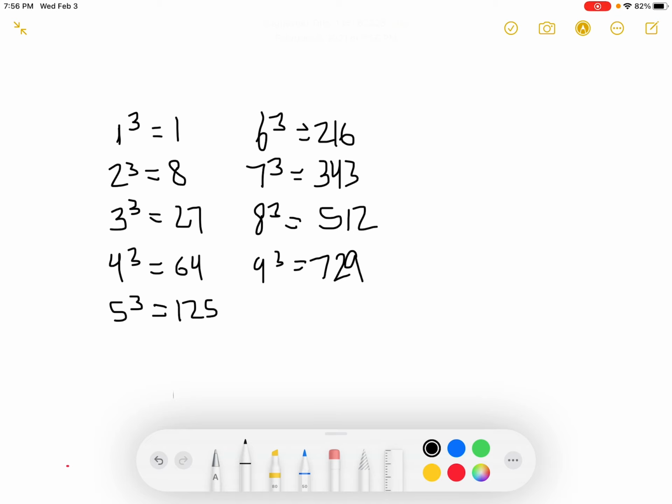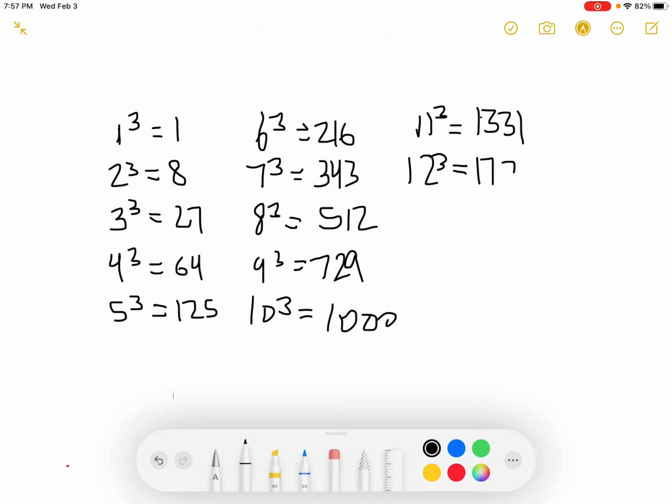And 10 cubed is 1000. If you think about it, that makes sense. 10 times 10 times 10. Oh, forgot to put that 0. Well, you might only require to know the first 10, but in case you needed to know 12, 11 cubed is 1,331, sorry if I said squared. And 12 cubed is 1728. So you can see these numbers get bigger way quicker.